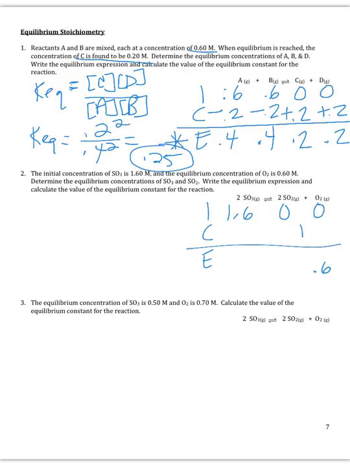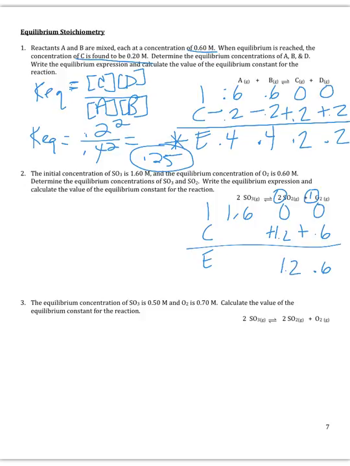0 plus 0.6 gives us 0.6. Now for the SO2, we've got a coefficient of 2. So if oxygen with its coefficient of 1 is a 0.6 here for the change, then the change for the SO2 is double of that, plus 1.2. And 0 plus 1.2 is 1.2.